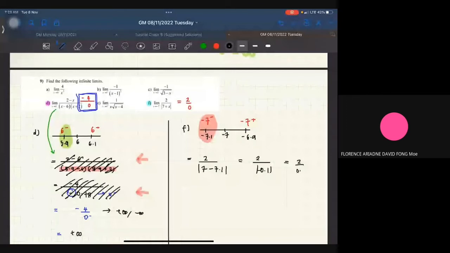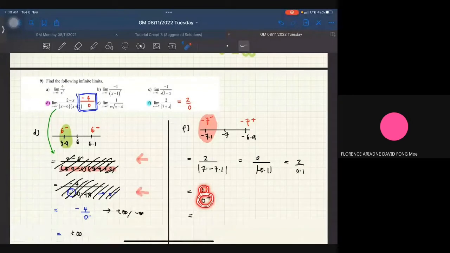Okay, so your answer over here, is it a positive infinity or a negative infinity? Positive infinity ke negative infinity? Positive one. Positive one, exactly. Okay, sebab apa dia positive? Because this is positive and then you divide by a very small number that is also a positive. So positive and positive is positive infinity.